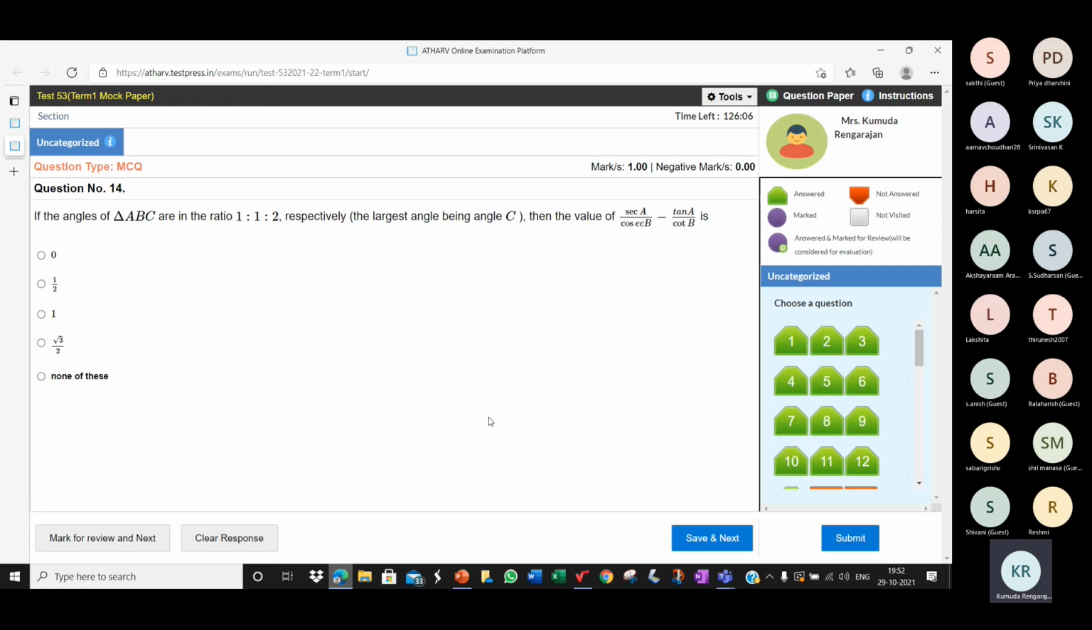So what is the value of secant 45 degrees? Root 2, ma'am. Perfect. Cosecant 45 degrees? Root 2, ma'am. And tan 45? 1. Cot 45? 1, ma'am. Yeah, so it will be root 2 by root 2 minus 1 by 1. So it will be 1 minus 1, 0.